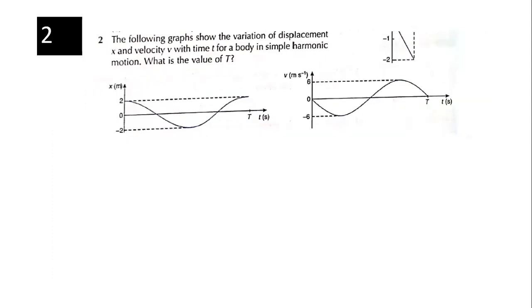Number 2, trying to get you to read the graph. The following graph shows a variation of displacement x and velocity v. That's the displacement time graph. There's a velocity time graph. What is the period T?